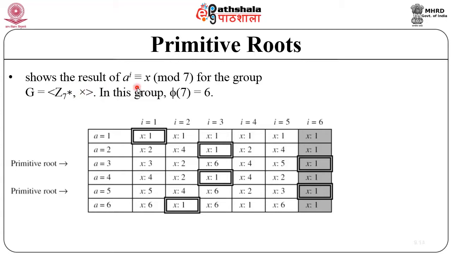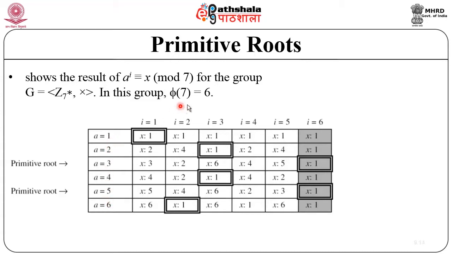If I take a^i congruent to x mod 7 for the group G equal to Z7 with multiplicative operation, in this group phi of 7 is equal to 6. We know that 7 is a prime number, so directly we can say the order of the group is phi of 7, which is equal to 6. Then I take all the elements in that particular group.